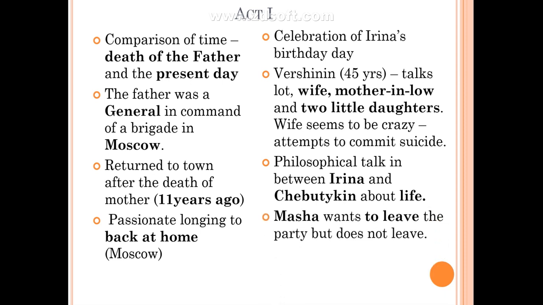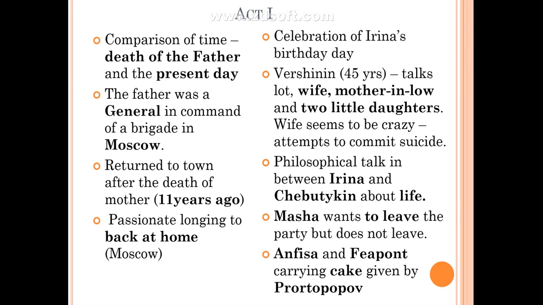Then the play comes to another daughter, Masha. Masha is bored with this environment. The birthday party celebration is there, but she is not happy with it, and she wants to leave the party and go somewhere else. But when Vershinin comes there and talks philosophically, she changes her mood and stays in the party. So then what happens?